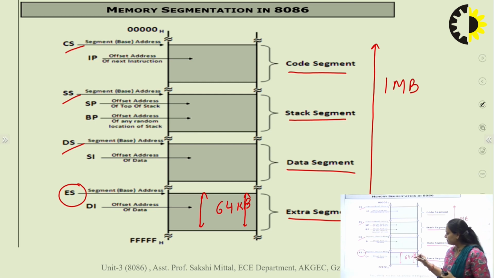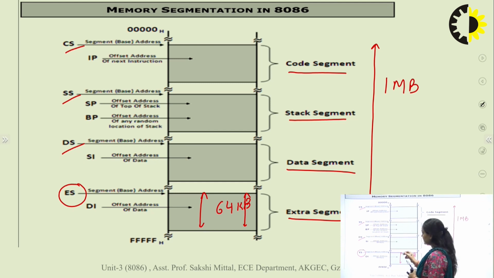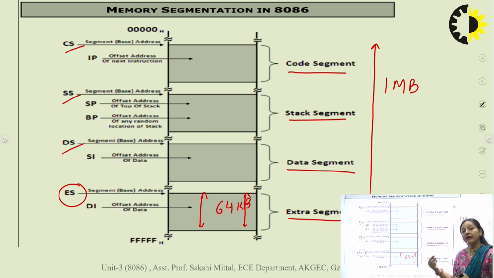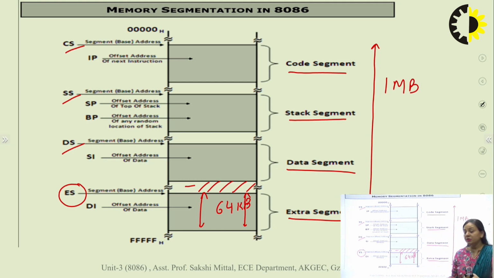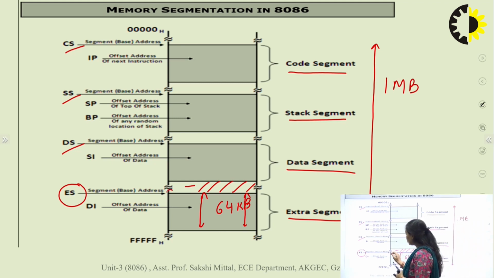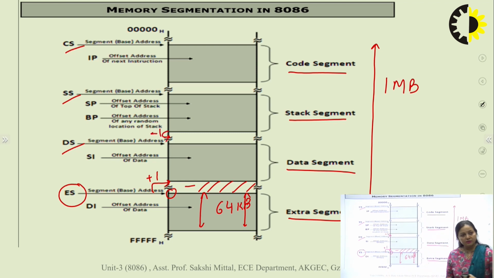So till this point we know that with the help of a 16-bit content, I can access information within these shaded regions. But if I want to access something from this region which is not shaded, what can I do? If I have this topmost address in my segment register and I want to go beyond it, I can say extra segment plus 1 if you want to go here, or if you have something below this segment, you can say stack segment minus 1.